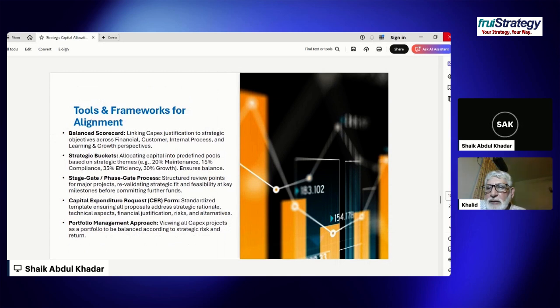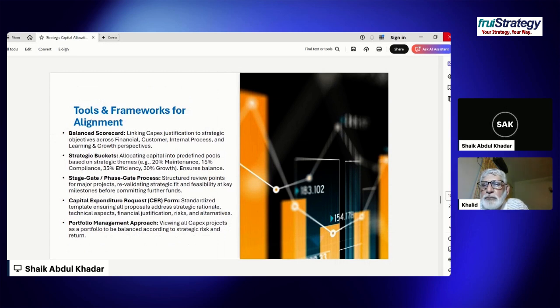Then we have the capital expenditure request form. These are standardized templates ensuring that all proposals address the strategic rationale, technical aspects, financial justification, risks, and alternatives. It's a best practice so as to standardize capex decision making, investment decision making, and to have a uniform standard for all the investments. So this typically contains all the financial parameters as well as the strategic themes that the project addresses.